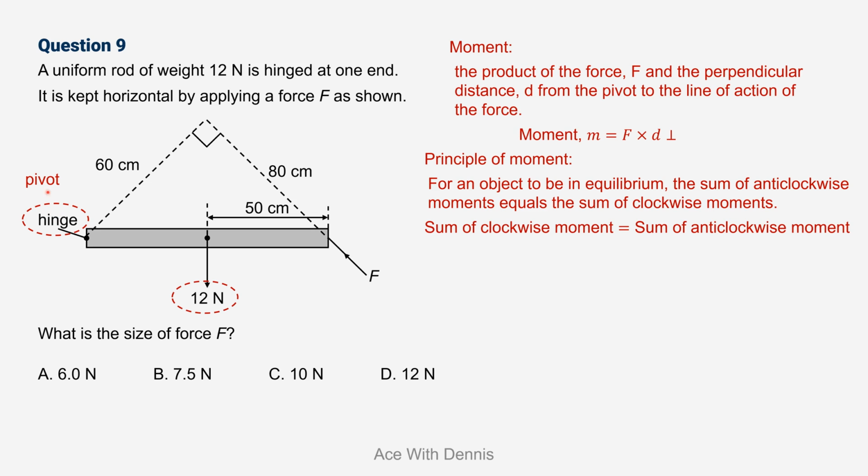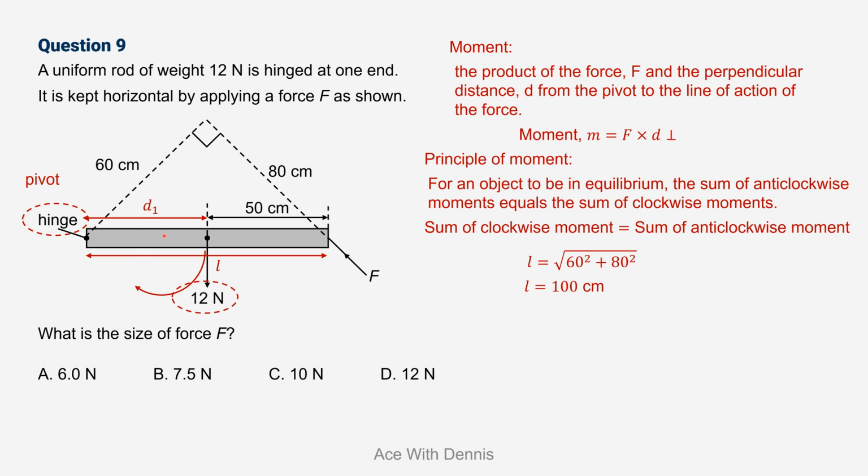And since this is the pivot, this force, when applied in this position, will create a clockwise moment. Next, we need to find the length of the rod, which is labelled L. For the length of the rod, we can apply Pythagoras' theorem because this is a right-angled triangle. So L will be the hypotenuse of this right-angled triangle. Hence, L equals the square root of 60 squared plus 80 squared, which gives L equals 100 centimeters.